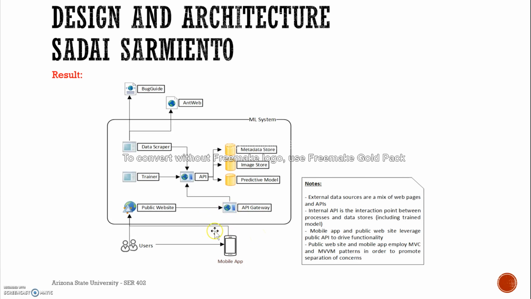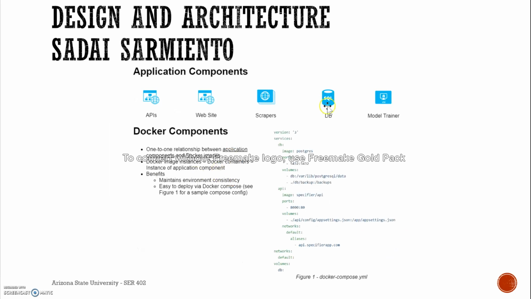So this is what the finalized diagram looks like. Finally, these are the different components of our application, and the way we handle the development and deployment of these components is we use Docker. So for each one of these components, we have an image, and each image is then instantiated into a container, which is basically like a running process. And each running process corresponds to one of these components.